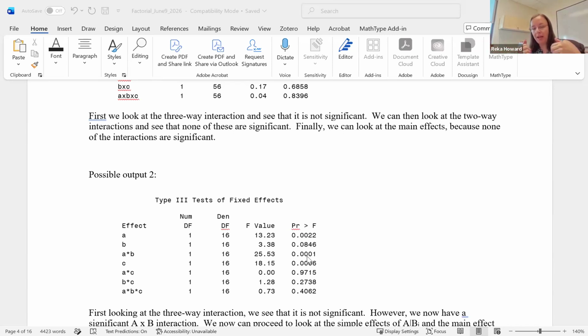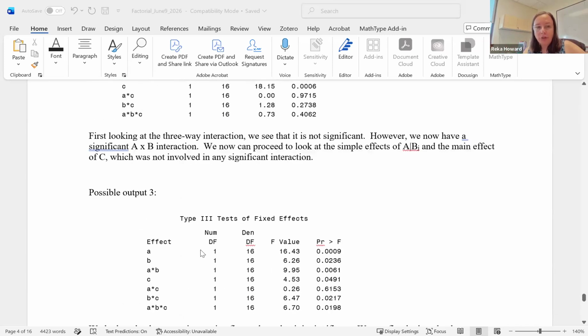In this case, we have two levels of C, and the degrees of freedom is 1. So it means I can actually look at the difference between C1 and C2 and average over B and A. So it's fine. But with A and B, I cannot do that. So what I can do is look at the difference between A1 and A2 at a specific level of B and C. That's what I can do.